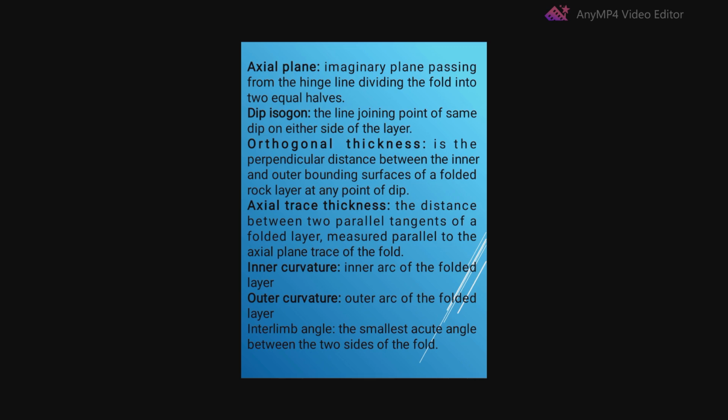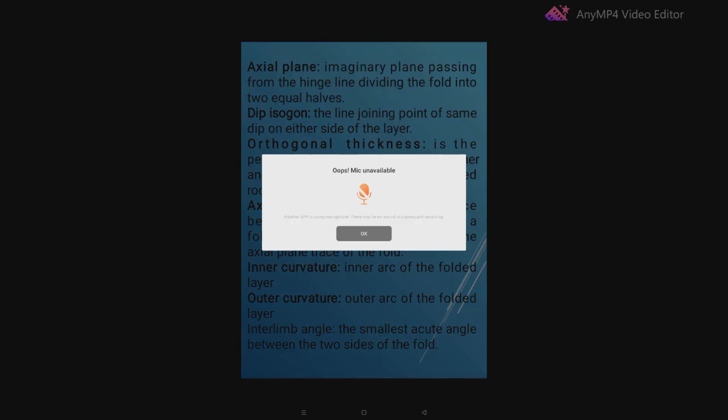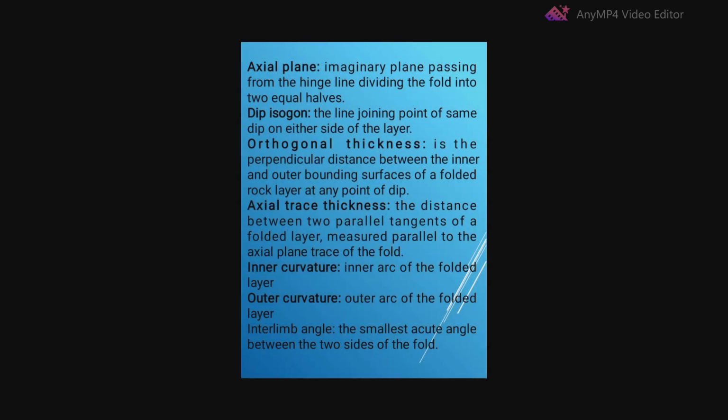Orthogonal thickness is the perpendicular distance between the inner and outer bounding surface of the folded layer, and the axial trace thickness, the distance between the two parallel tangents of the folded layer measured parallel to the axial plane of the fold. Then inner curvature, inner arc of the folded layer. Outer curvature is the outer arc of the folded layer. Interlimb angle is the smallest acute angle between the two sides of the fold.